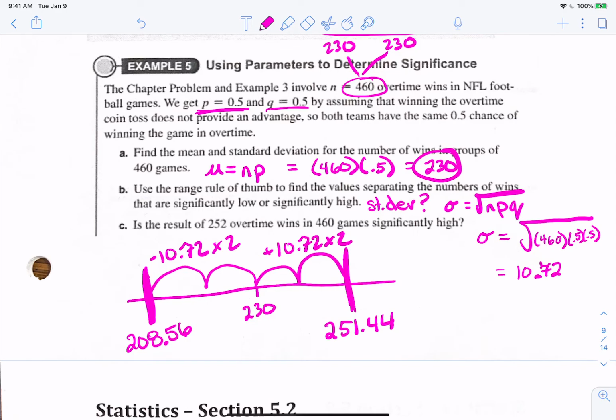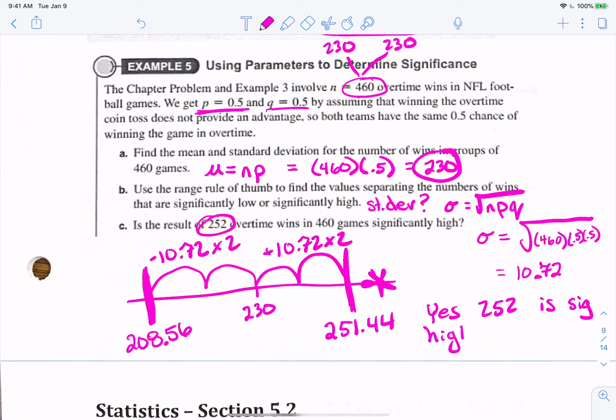Is the result of 252 overtime wins a significantly high number of wins? Yes, it is. So what can we conclude from that? They don't ask us this, but what do we conclude? Something's rigged. The coin toss is making it so that the person who is winning the coin toss has a more favorable outcome, right? So yes, 252 is a significantly high number of wins.